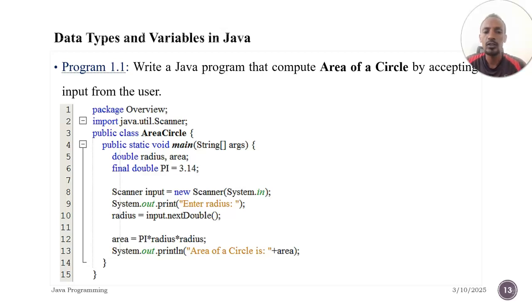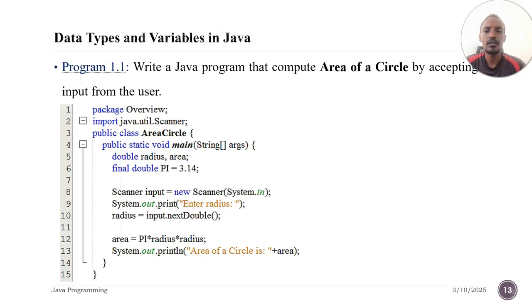Then next we are going to declare radius and area. Again, we declare pi. We immediately declared the value of pi and initialized it. As you can see, on line number 6, final double PI equals 3.14. If it is a constant value, the variable name is always written with uppercase letters.